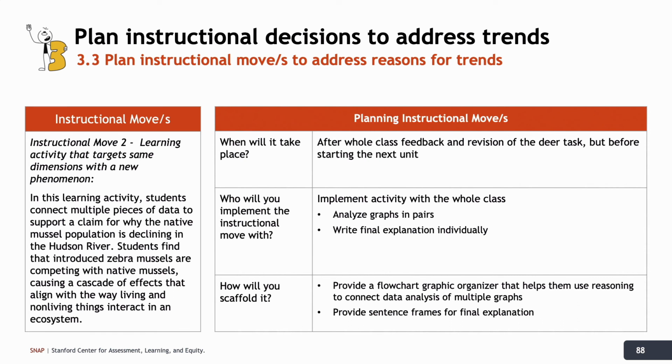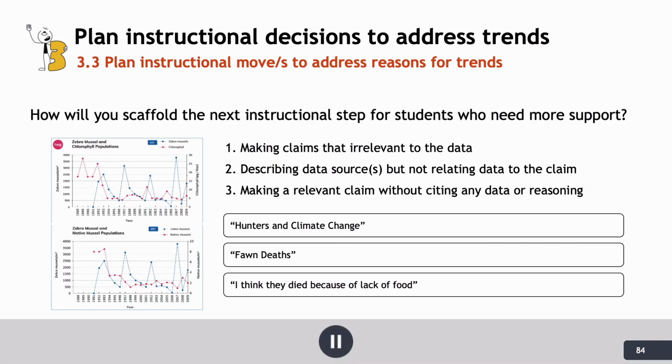For your group of emerging students that are showing a different set of needs like these, how would you scaffold the zebra mussels learning activity to make sure this group of students is able to progress as well? Pause the video here to consider what kind of scaffolds would help this group of students access this activity.